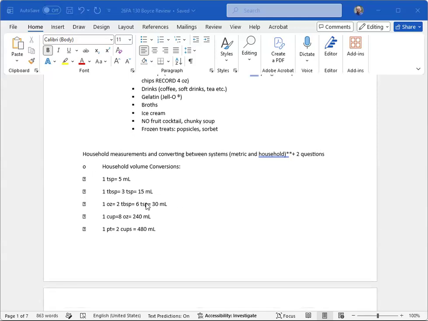Okay. But make sure you know your conversions. Sometimes, with the 1 cup, people will use 250 mL or 300 mL, or for the pint, they'll use 500 mL. They expect that it's 240 and 480. Okay.